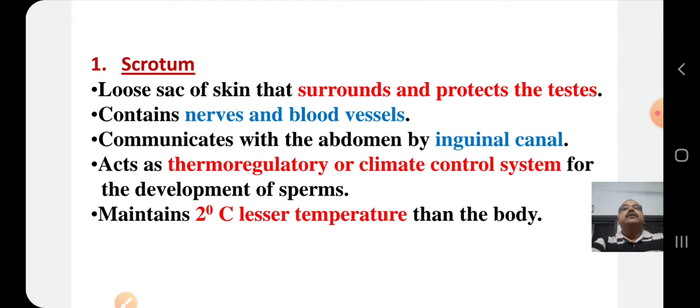Let us go to the details of the different parts. Friends, the scrotum is a loose sac of skin that surrounds and protects the testes. It contains nerves and blood vessels. It communicates with the abdomen by the inguinal canal. It acts as a thermoregulatory system and maintains a temperature 2 degrees lower than the body, which is suitable for the development of sperms.